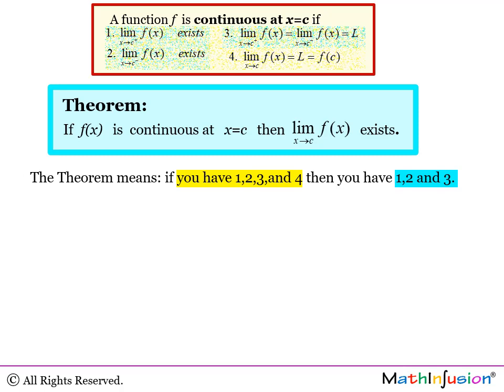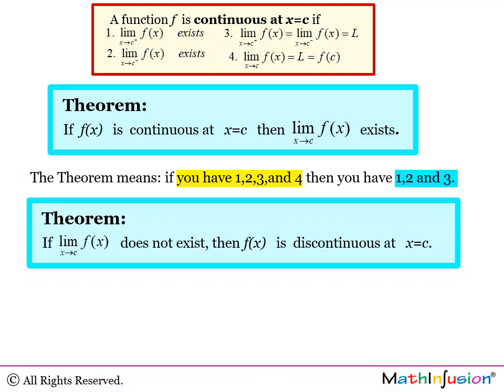But also another theorem, if the limit of the function when x approaches c does not exist, then the function is discontinuous at x equals c. Again, this is the direct result of the 1, 2, 3, 4 above. The condition of this theorem is that the limit does not exist. Limit does not exist, it means that 1 or 2 or 3 fails. But if 1 or 2 or 3 fails, then 1, 2, 3, 4 fails.